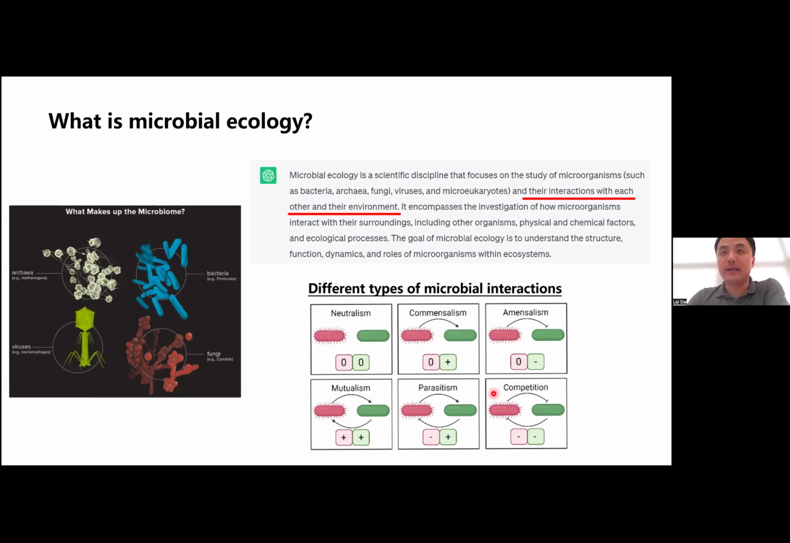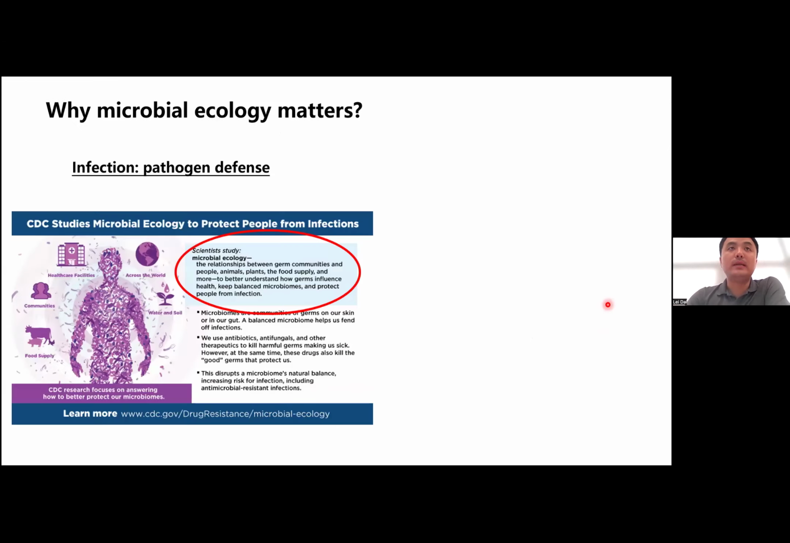But a lot of times you also find competition: A inhibits B and B inhibits A. So these different types of interactions really shape the ecology of microbial communities. And a lot of times I've been asked why microbial ecology matters, right? It's not just for curiosity. Actually, for the host, microbiomes play important roles.